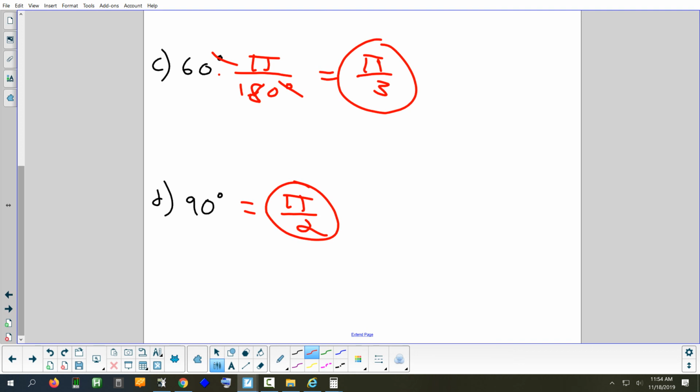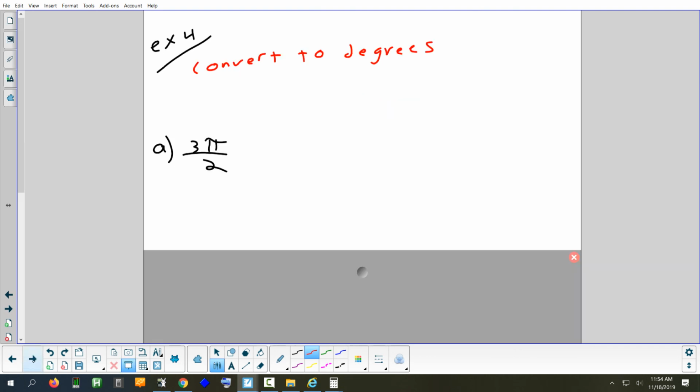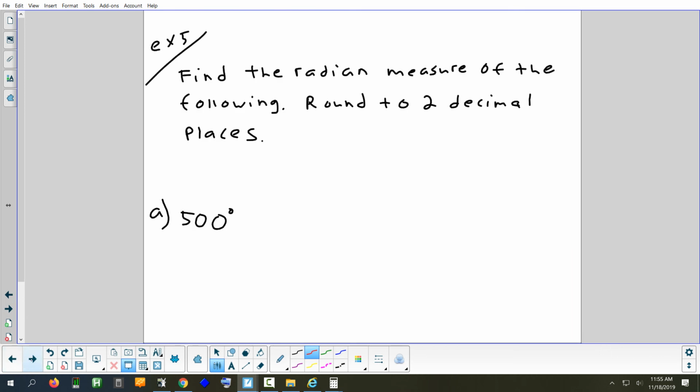Just triple. Now, if you ask me what's 53.6 degrees, I don't know. You need a calculator. We're going to do some rounding. I was going to do one with rounding, but that'll be what we finish up with.